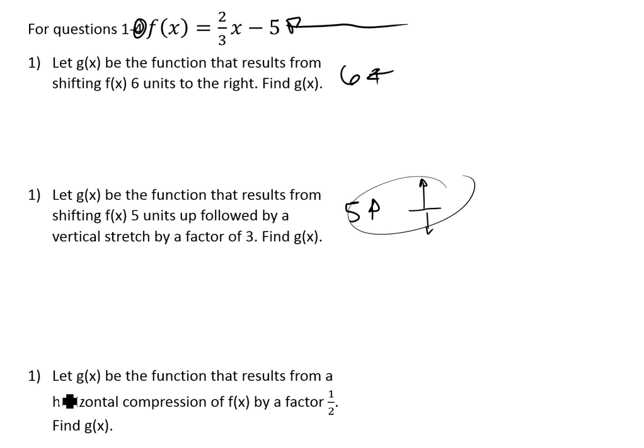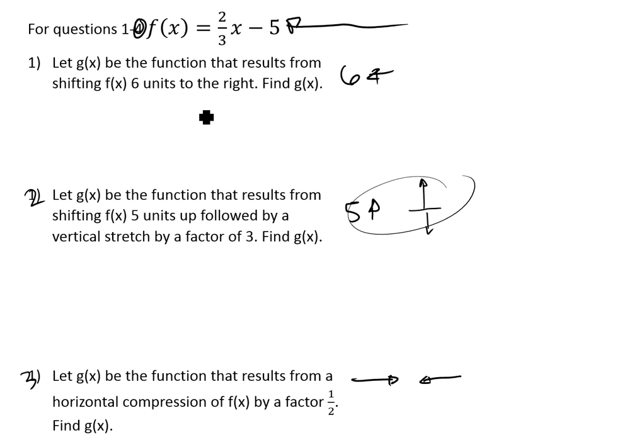Number 1 had only one transformation, or, geez, this was question 2, and this was 3 on your paper. Sorry about that. Question 3 only had 1 transformation: a horizontal compression, pushing everything towards the y-axis by a factor of 1/2. Part of it is having the translations memorized, but the other part is the mechanics of how we write those down notationally.